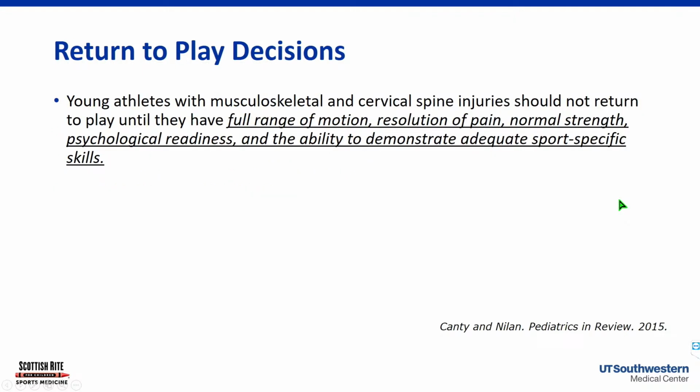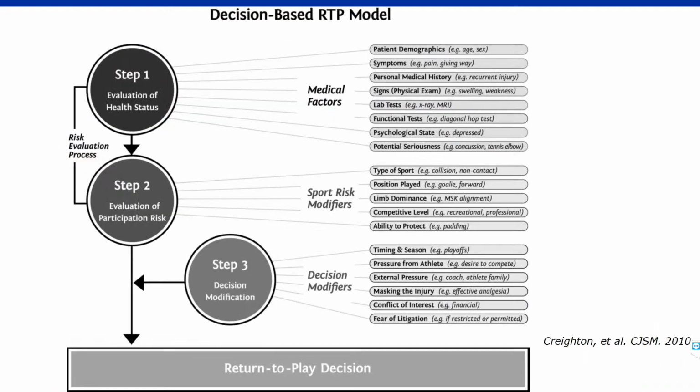All right, so return to play in general is a concept that a lot of us deal with very frequently. This is not unique just to ankle sprains, but I think the concepts we're going to cover here are applicable in a lot of our situations. In general, we need to have full range of motion, feel better with less pain, normal strength, psychological readiness, and the ability to demonstrate adequate sport-specific skills. I think those are fairly basic, good concepts for return to play, but we can go a little deeper than that.